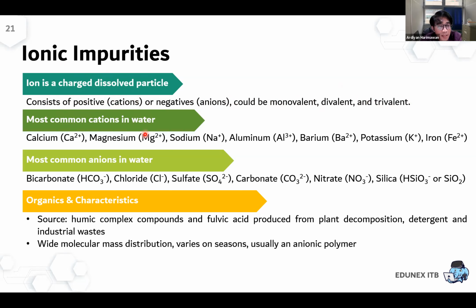Types of cations that are normally present in the water are calcium, magnesium, sodium, aluminum, barium, potassium, and iron. However, how about the anions? They can be in the form of bicarbonate, chloride, sulfate, carbonate, nitrate, and silica. Yeah, these are the inorganic ions.